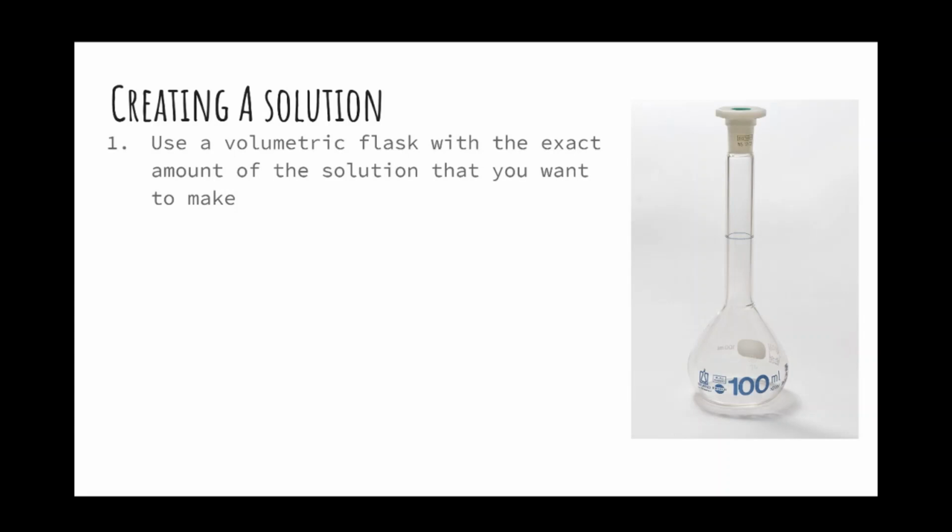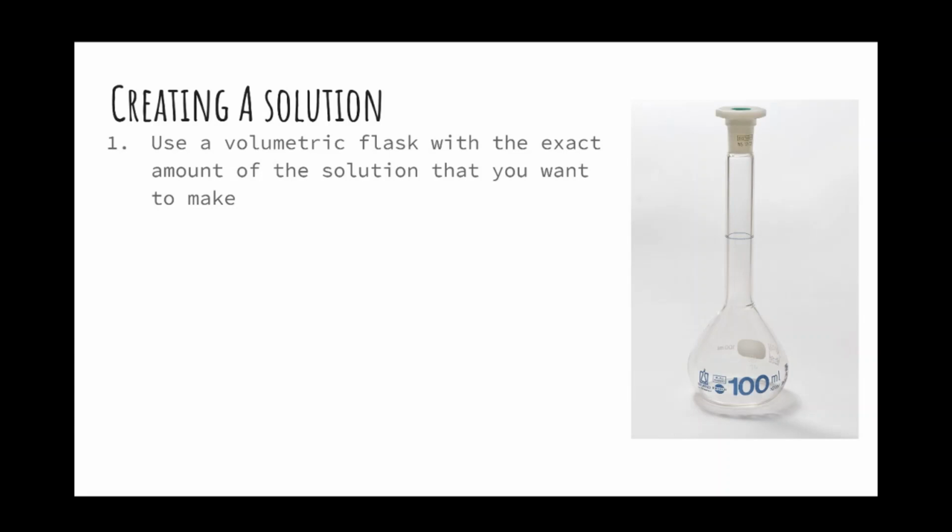The first thing, and probably the most important piece of equipment when we're making a solution, is what's called a volumetric flask. And I have a picture of a volumetric flask there on the screen. The important thing to note about the volumetric flask is that it will only be used for a certain volume of a solution. Notice that this is a 100 milliliter volumetric flask. And if you look about halfway up the neck of the flask, you see a line. That line is very specifically measured to be exactly 100 mLs.